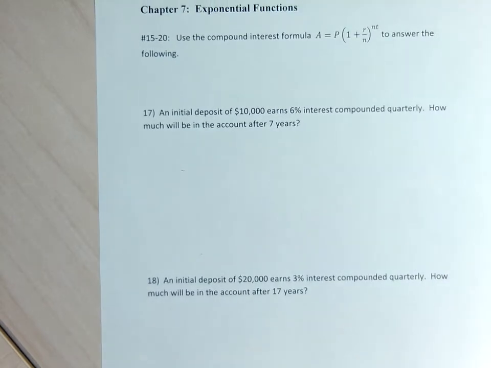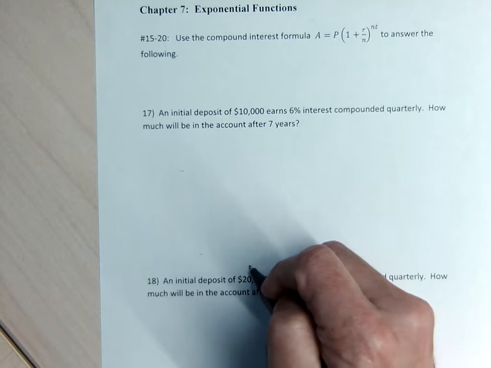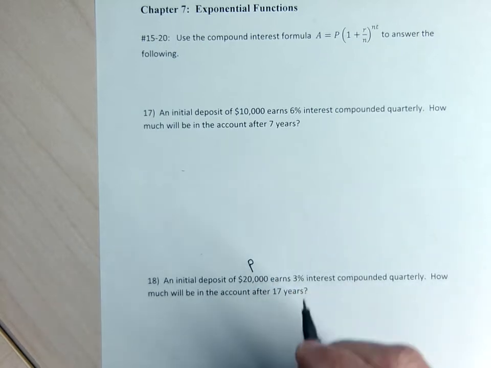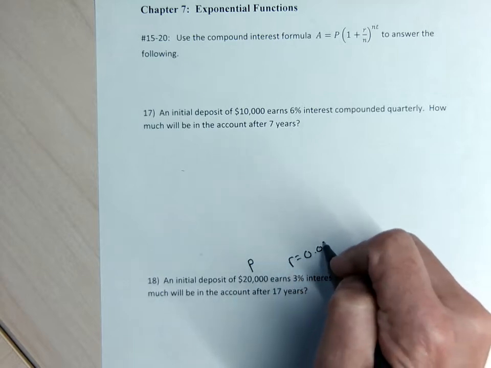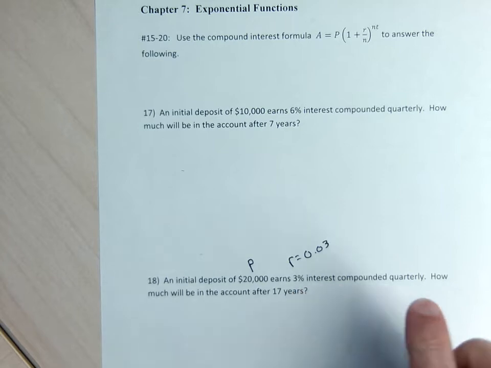17 and 18 are essentially the same problem. Ask me to use the same formula. The words are the same. I just changed the numbers. So I read through my number 18. Initial deposit of $20,000. That's going to be the P. Earns 3% interest. That's going to be the R, but I'm going to make it into a decimal and make it 0.03. Earns 3% interest compounded quarterly.